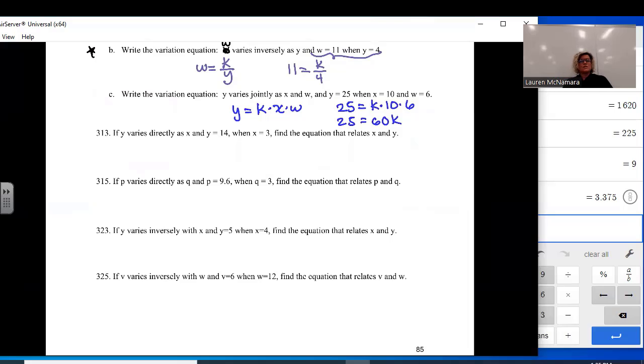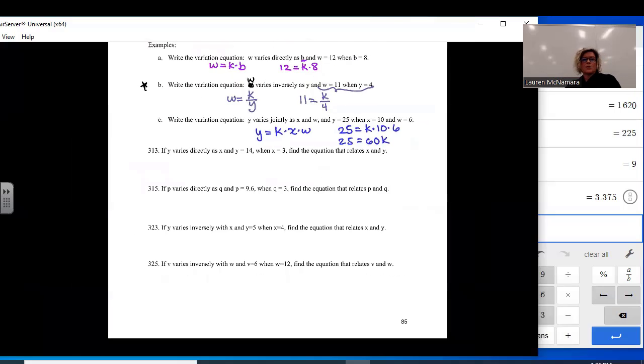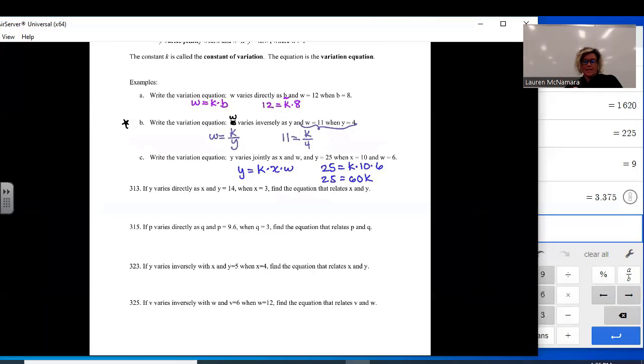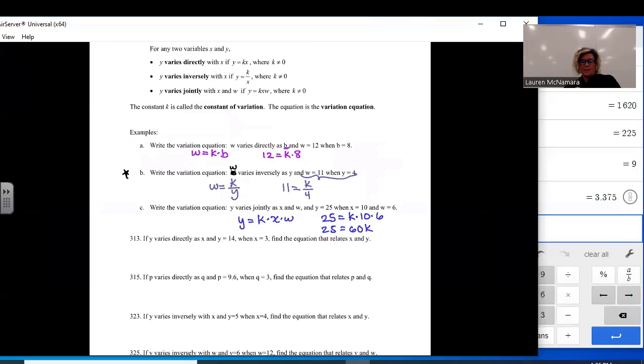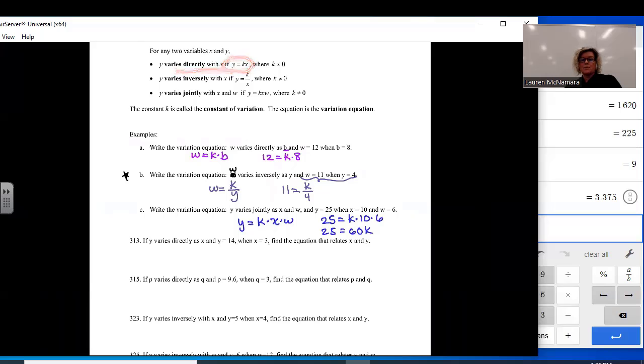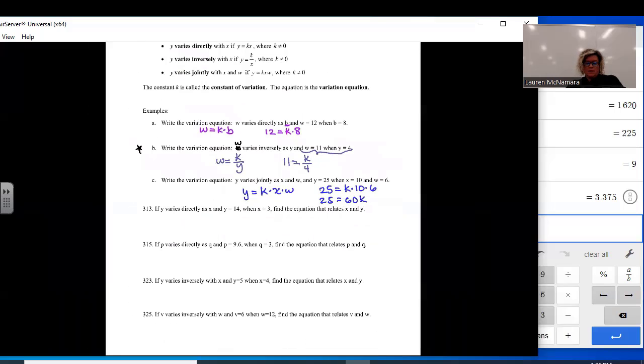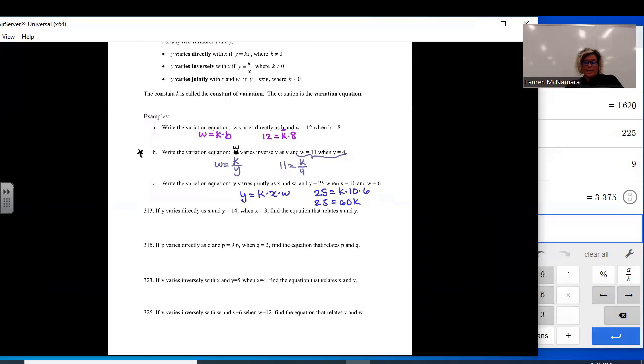If Y varies directly as X, I see that I have the word directly, so I'm going to come up here and I see that directly is multiplication. So I'm going to write Y equals K times X. Then I have Y is 14 equals K times 3. So K then equals 14 thirds.